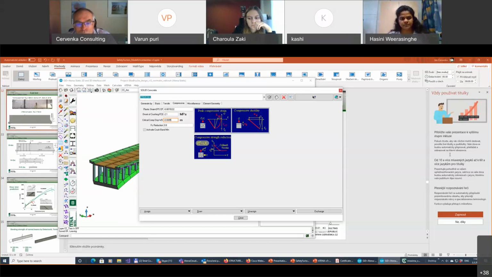Another nice thing about nonlinear analysis, or even these global nonlinear analyses, is that they sometimes help engineers to discover failure modes that they had not considered. So it is a very good checking tool and a supplement to classical design methods.